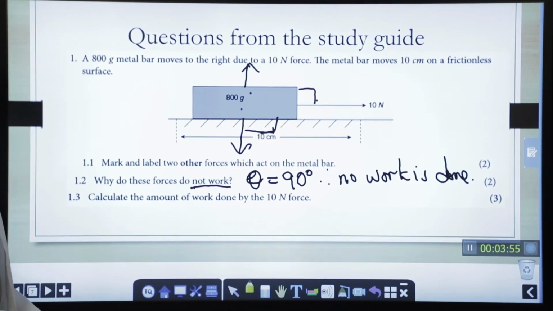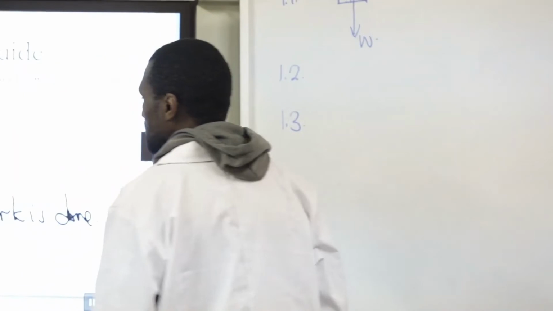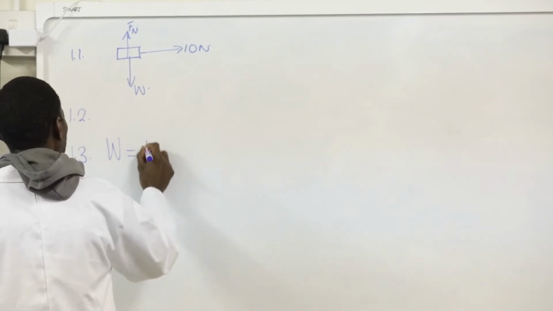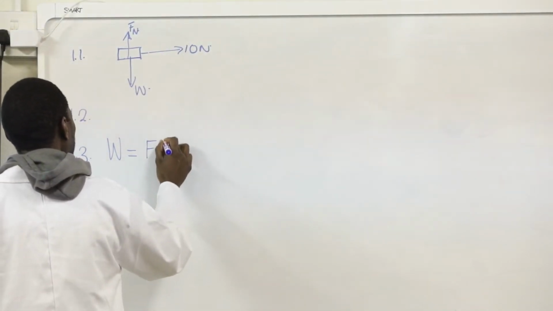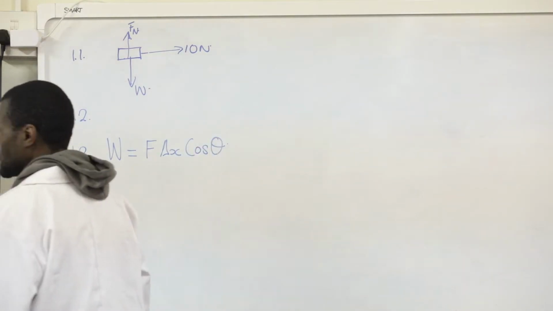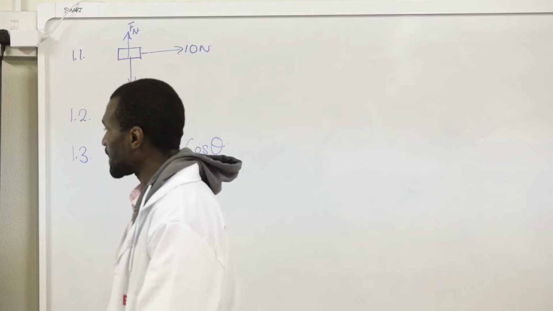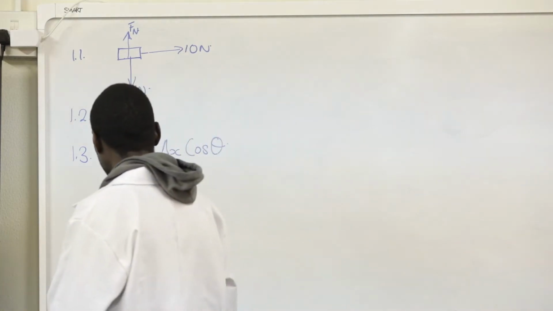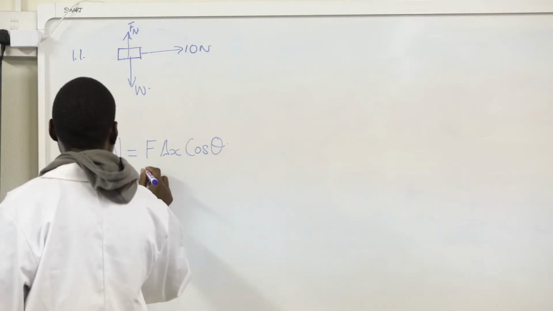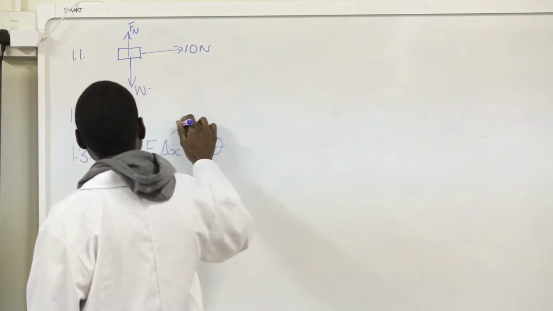Calculate the amount of work done by the 10 Newton, 1.3. So 1.3, work done, we know work done is equal to F multiplied by change in x multiplied by cos theta. All right? Once again, these formulas you are finding at the back of every paper 1 question paper that you find yourself writing. So our work done, how much force do we have? We have a force of 10 newtons. What is the change in x? The change in x must be in meters.